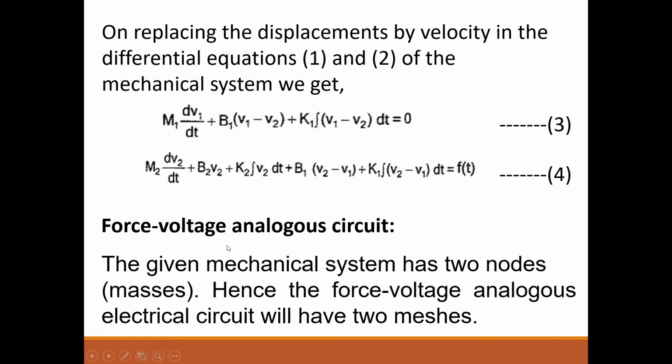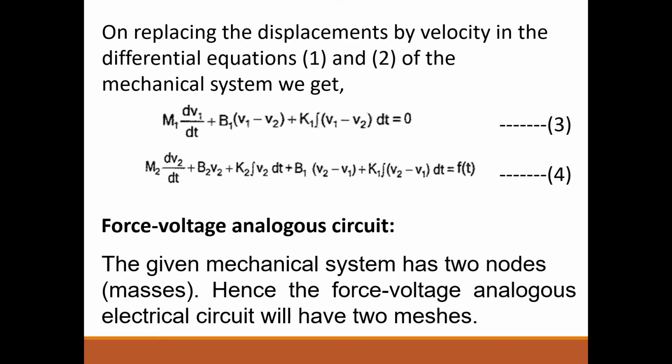Now let us go for the force voltage analogous circuit. In order to draw the force voltage analogous circuit, first of all we must check how many masses are there in the given system. I hope you remember, there are two masses. So in the force voltage analogous circuit there will be meshes. How many meshes will be there? You can mention in the chat box.